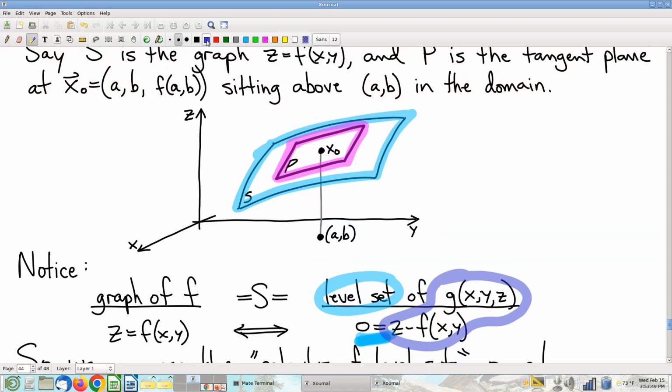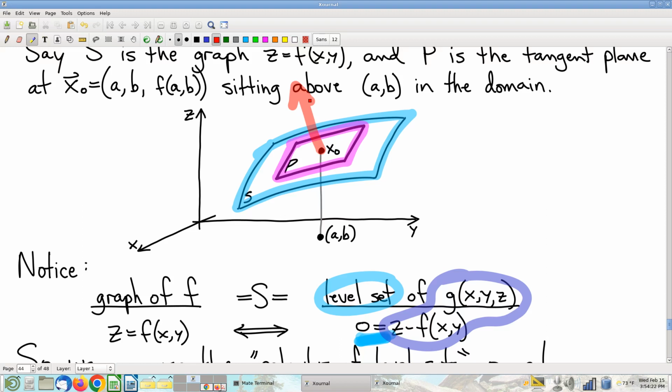Well, to find an equation of a plane, I need to know a normal vector. So I need to know a vector. Just for aesthetics, let me draw this at the point there. I need to find a vector perpendicular to this tangent plane. Well, that would mean that this vector is perpendicular to this surface, which would mean that this vector that I'm looking for needs to be perpendicular to a level set.